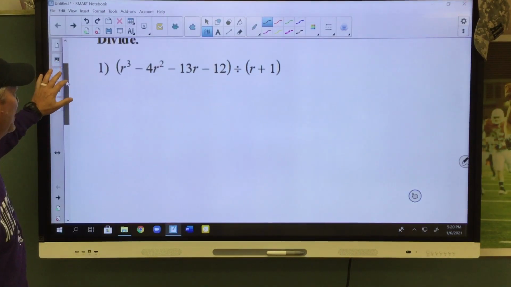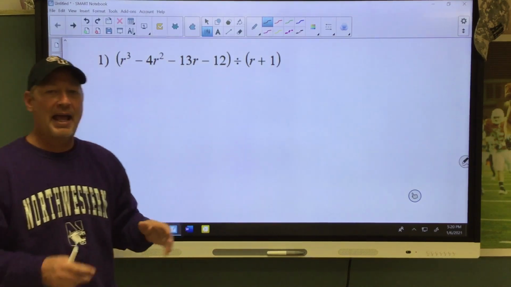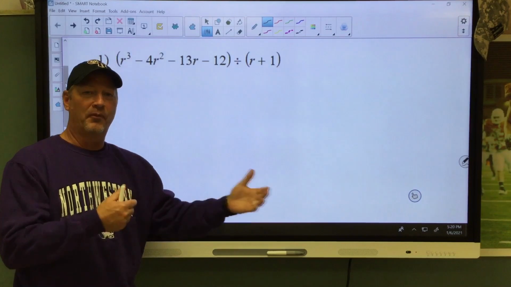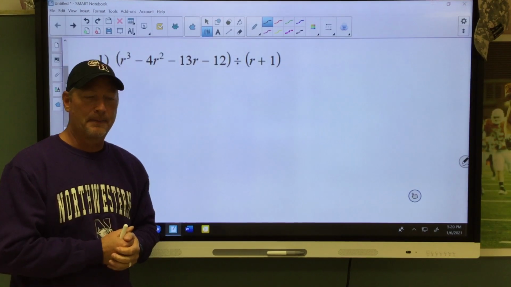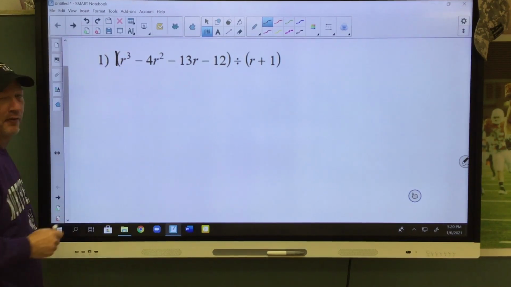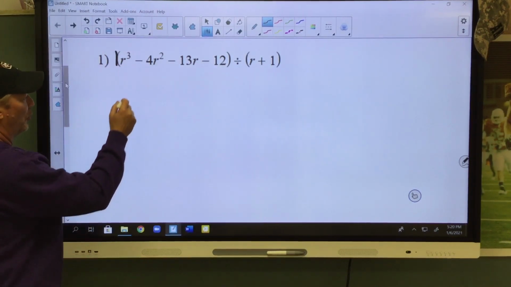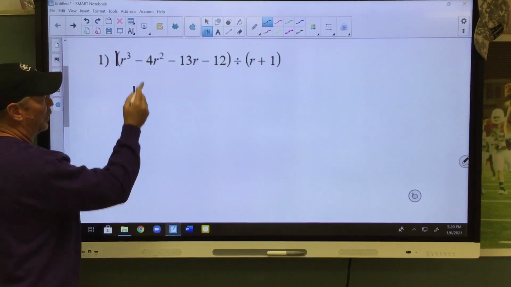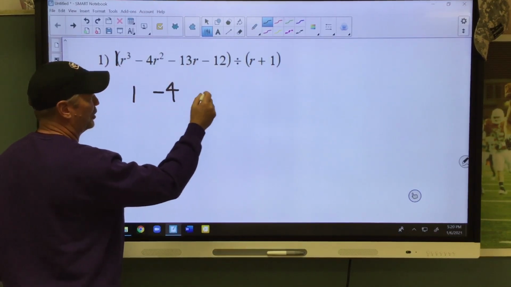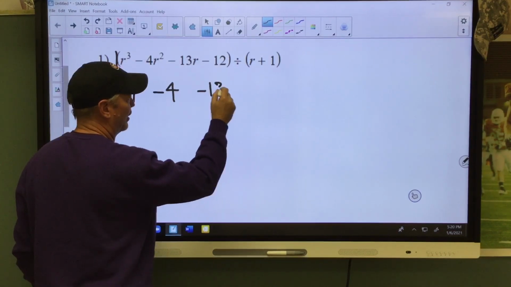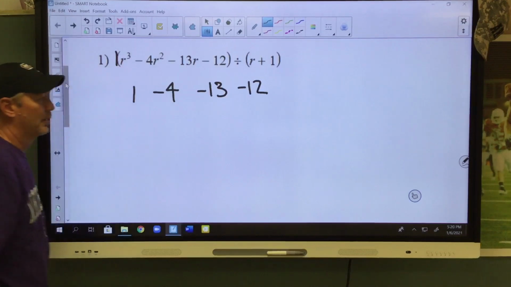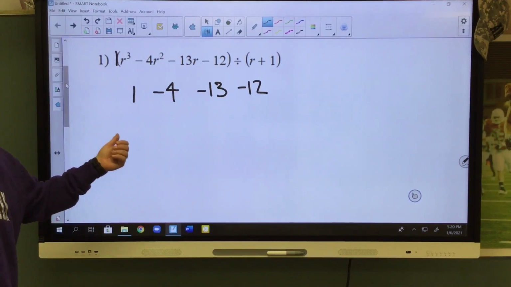When we do synthetic division, I'm going to ask you to only write down the coefficients in front. So I have an invisible 1 sitting in front of r to the third. So we're going to write 1, the coefficient -4, the coefficient -13, and this constant of -12. Everybody see where I got those numbers from?